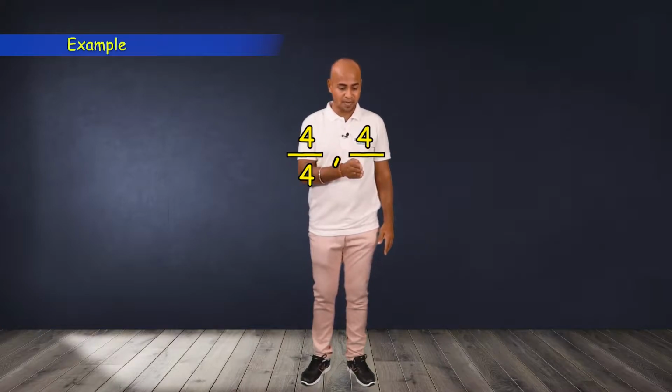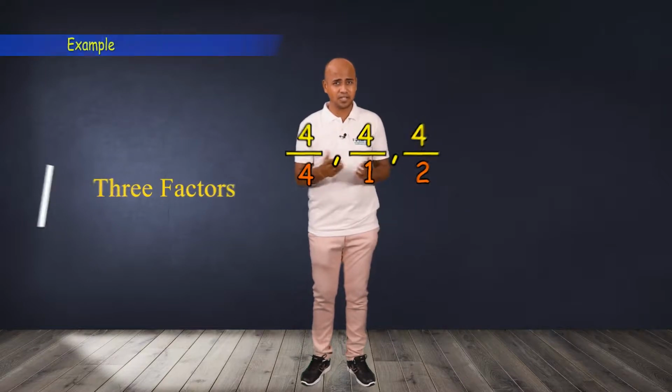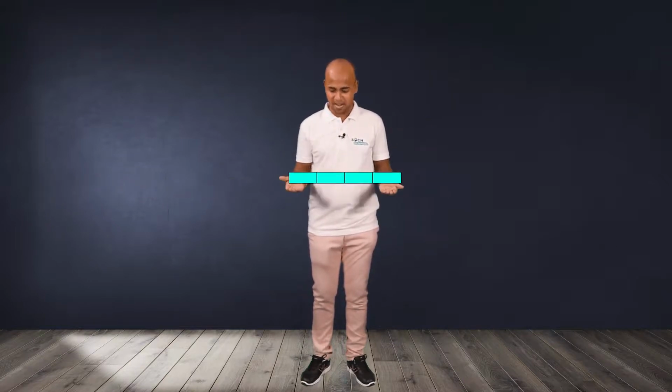For example, if I take 4, I know 4 can be divided by 4. 4 is also divisible by 1. But 4 is also divisible by, yes, 2. That means 4 has how many factors? 3 factors. Let us understand this division with the help of a bar. Can you see this bar, my dear friends? This has how many units? 4 units. Now, if I want to divide this bar of 4 units into 2 units, so this is 4 divided by 2.